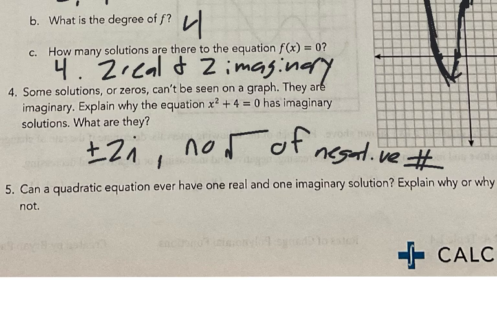So, complex roots or imaginary roots come in pairs. Did you guys write that down somewhere? In pairs. It's very important. Why do they come in pairs? Because when I take the square root of the negative, I have to account for plus or minus. Right?